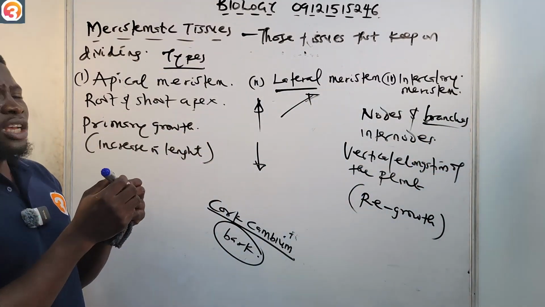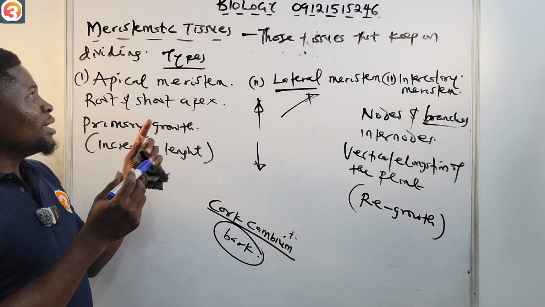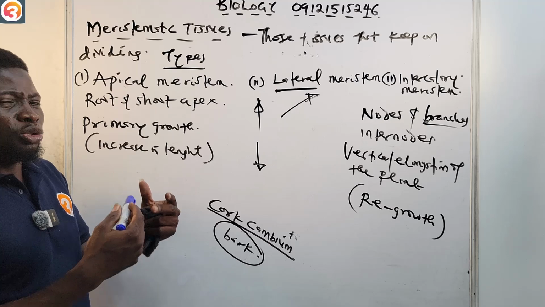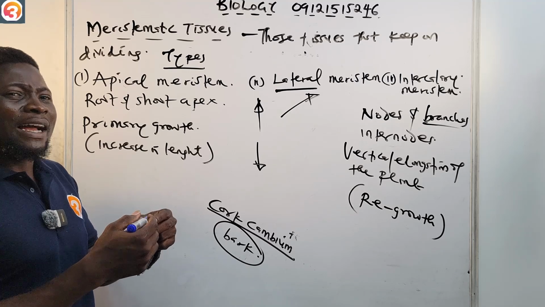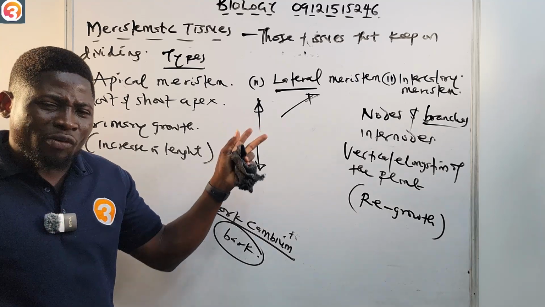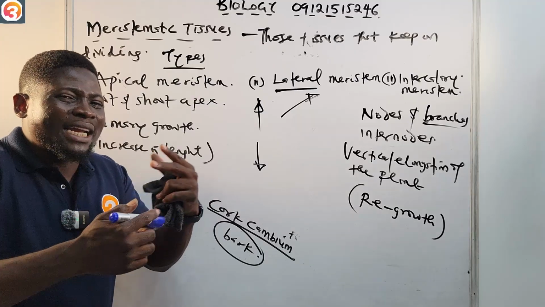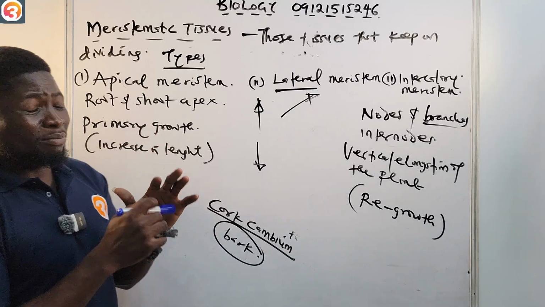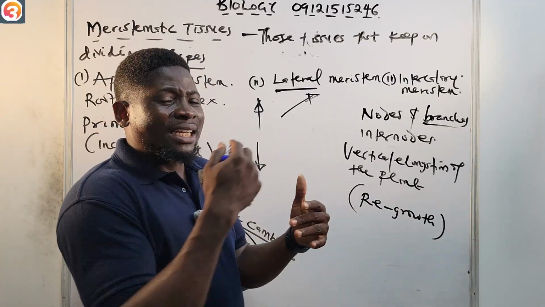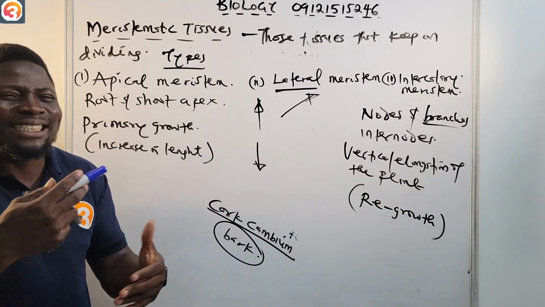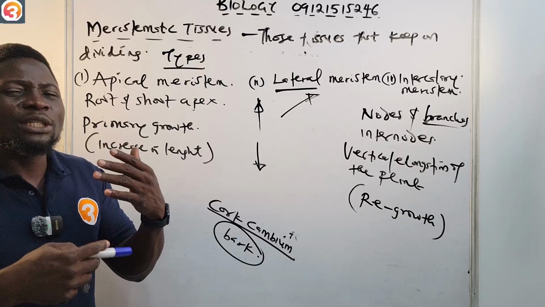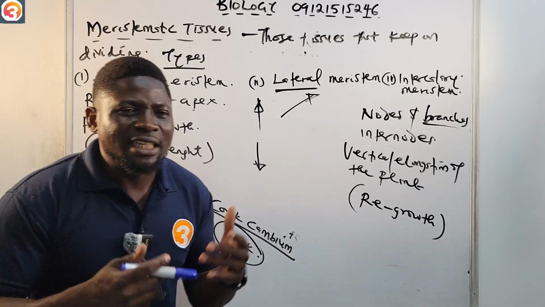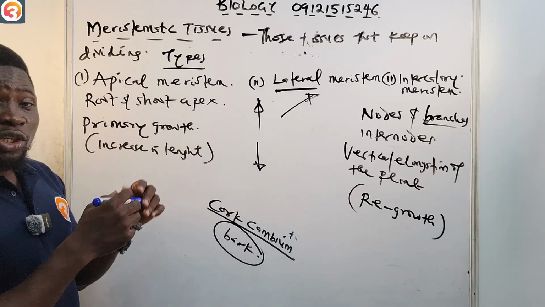Now, why do we say that meristematic tissues are dividing? We call them dividing tissues because they divide so that they can lead to the growth of the plant. So that is all we need to know about meristematic tissues: tissues that keep on dividing. They are actively dividing cells, and we call them the dividing tissues of the plant.